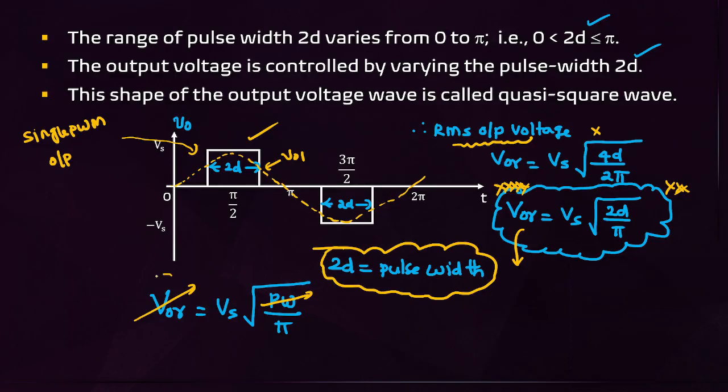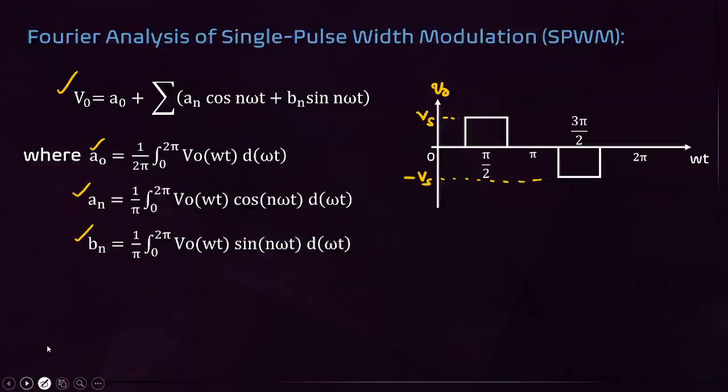Then what is the RMS output voltage? Vs into square root of 2d by pi. 2d is nothing but the pulse width. In a single PWM technique, what is the pulse width? It is not d, it is 2d. This formula is important. Then what is the harmonic analysis of a single PWM technique?